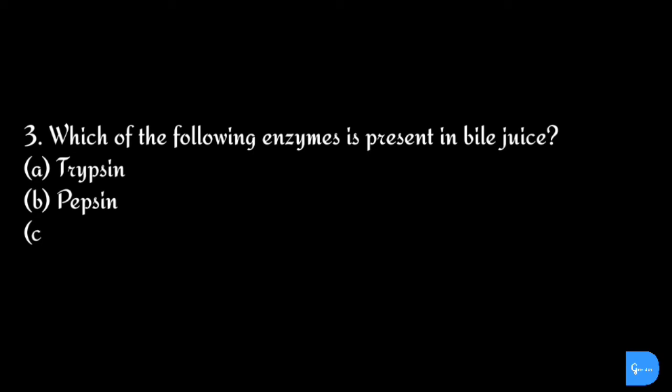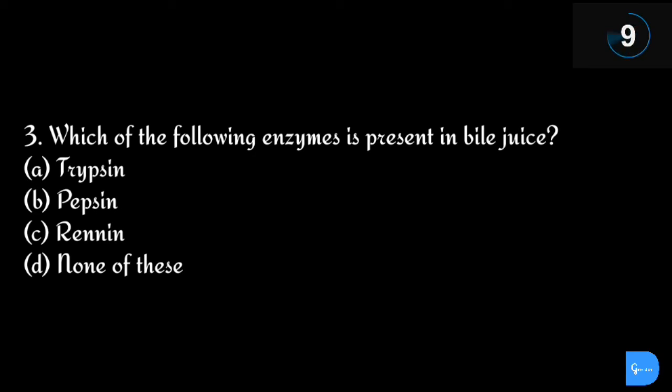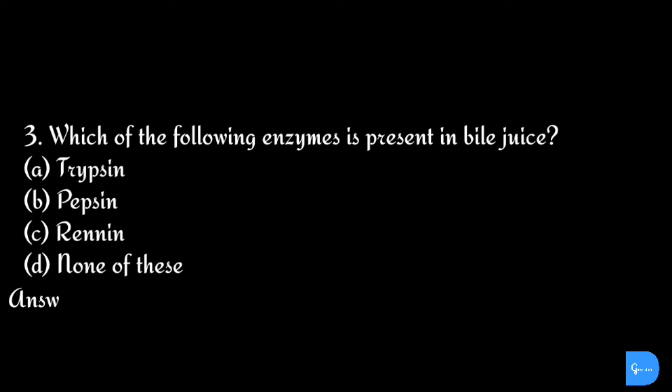Plasmodium. Question number 3. Which of the following enzymes is present in bile juice? Options are A. Trypsin, B. Pepsin, C. Rennin, and D. None of these. The correct answer is option D. None of these.